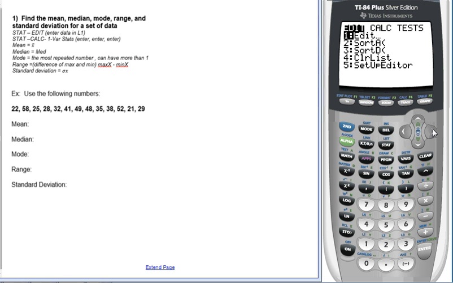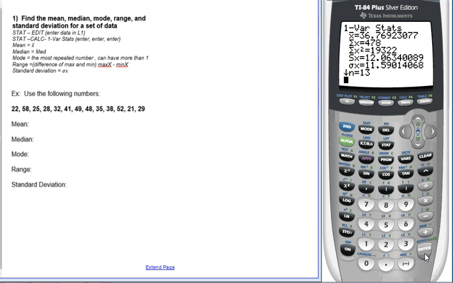This time you want to go over to calc. Use your toggle key, go to calc, and you want one var stat. Hit enter, and then enter until you get this screen here. Your mean is where it says X bar up here. Your median, if you scroll down, says MED. It's not going to tell you mode, that's the one thing it's not going to tell you. Your range you'll get by doing max minus min, and then standard deviation is this right up here, the cursive looking O next to an X.